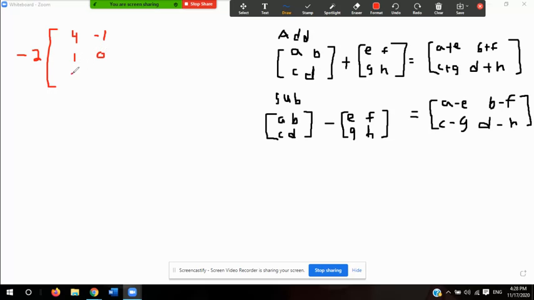So what we are going to do in this example is multiply -2 by everything that's in the matrix. We're actually going to use the distributive property. We're going to multiply -2 by all the numbers inside of the matrix, and that's going to give us a resulting matrix. So -2 times 4 is going to be -8. So I know that my answer is going to have -8.